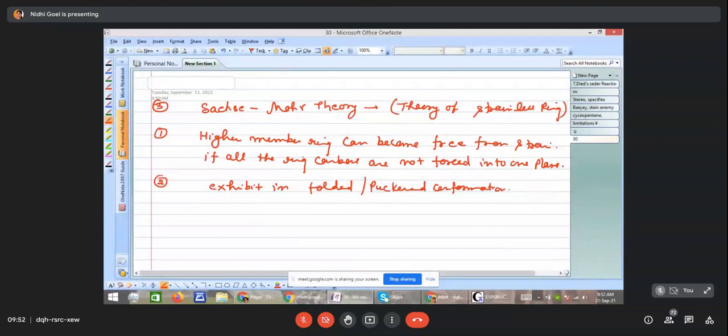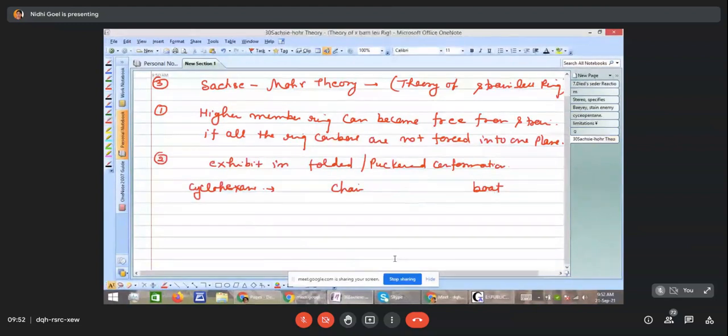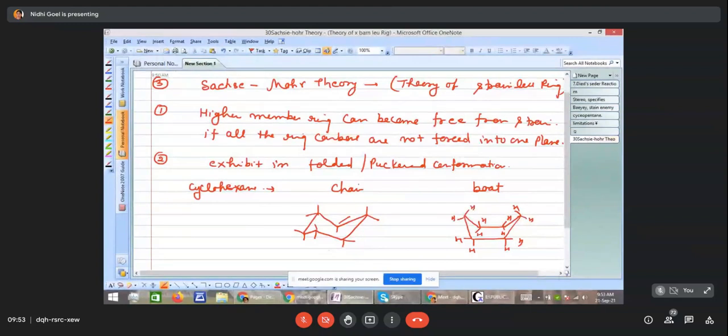Take the example of cyclohexane. It occurs in two forms, chair and boat conformation. First I draw the chair conformation. This is the chair conformation. This is the boat conformation. The shape of the chair conformation is a Z shape, and this is the C shape.